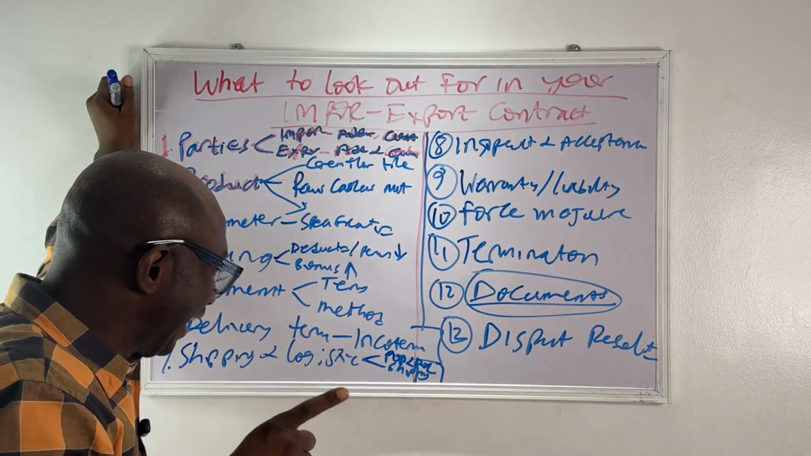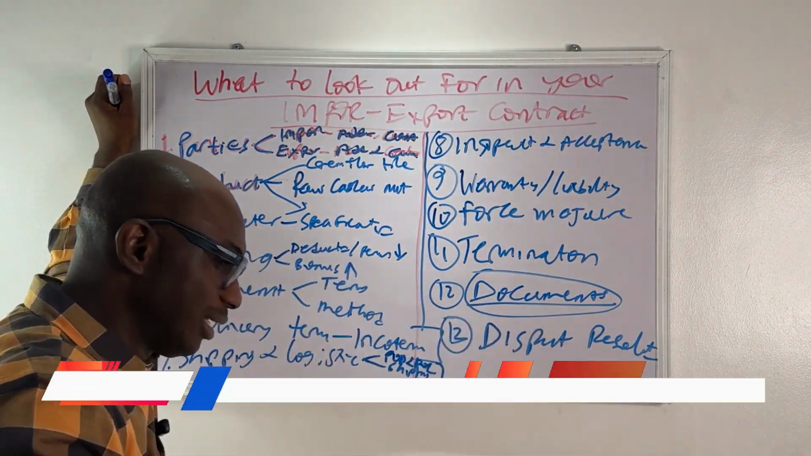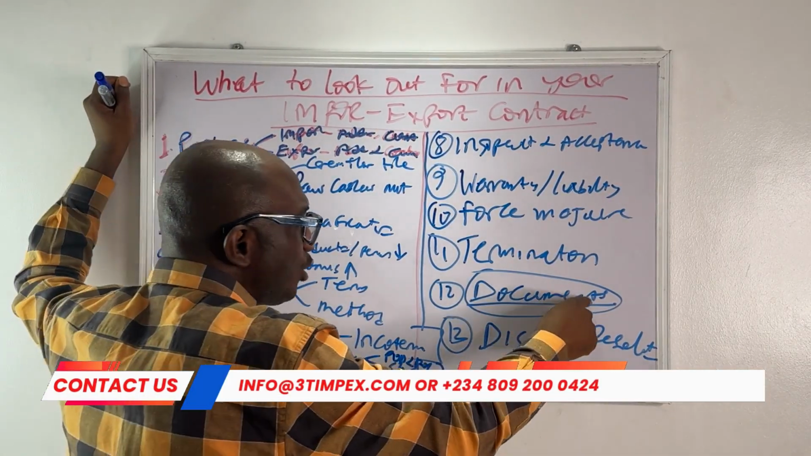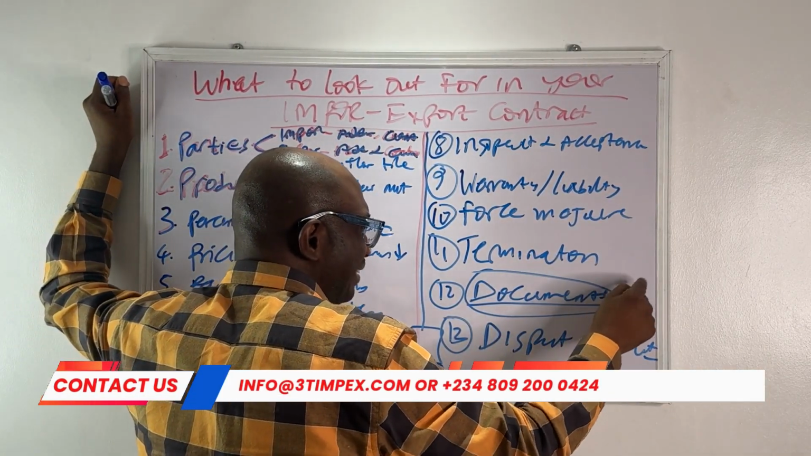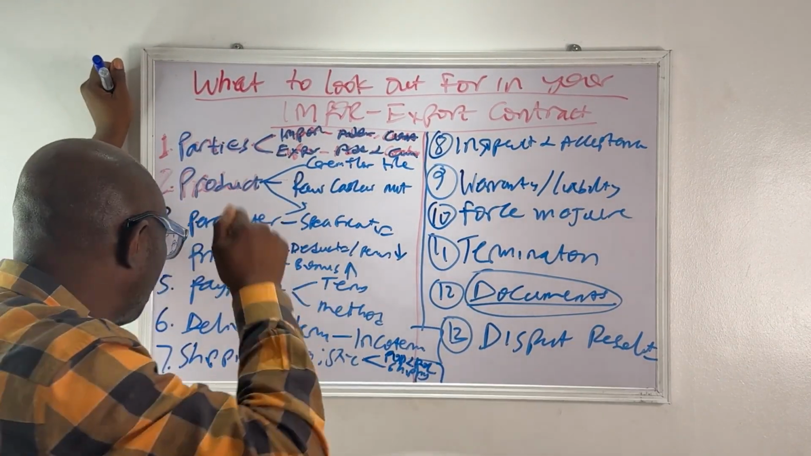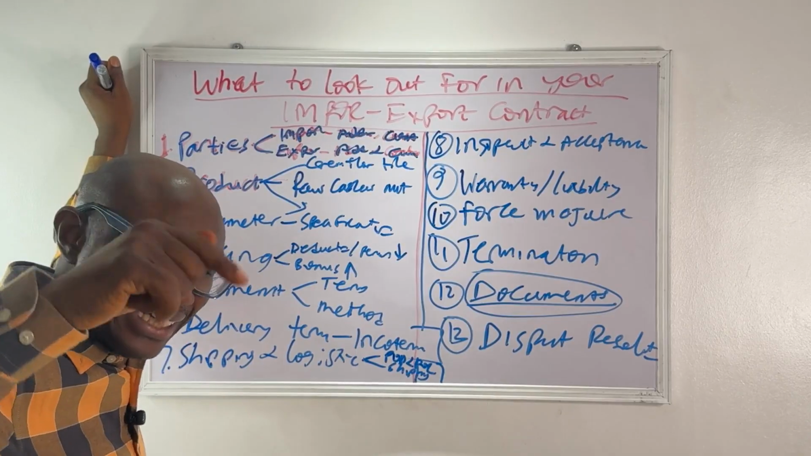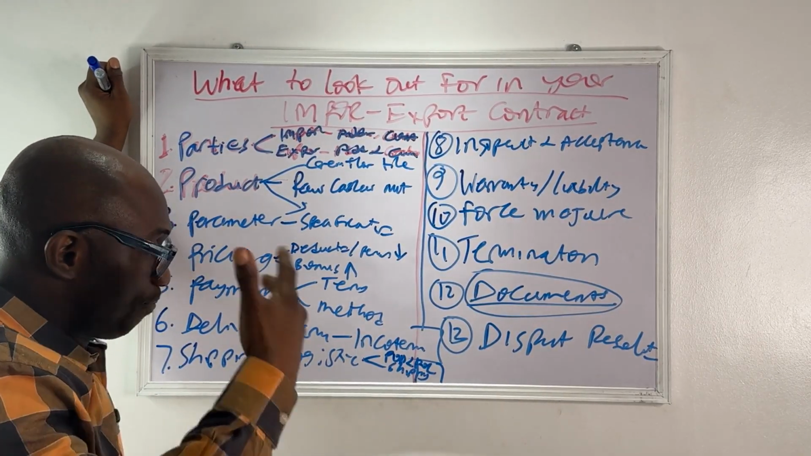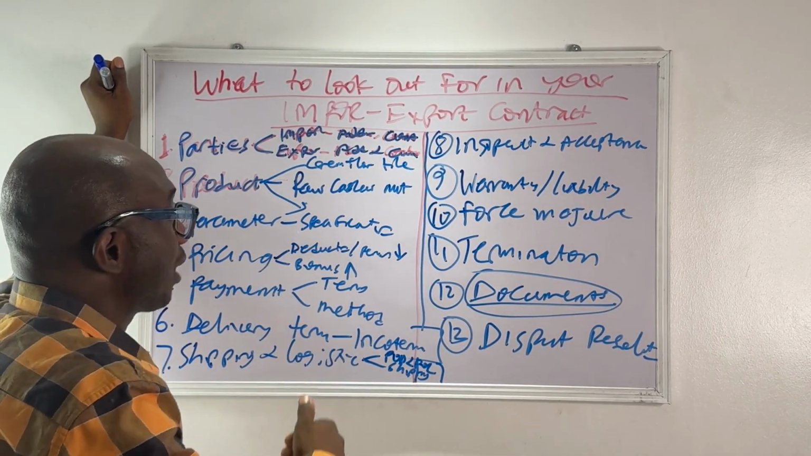Shipping and logistics. When are we shipping? Latest date of shipment. Under documents, what is the latest date of presentation of documents? But here, latest date of shipment. Logistics. Port of loading, port of discharge, shipping line. Is it what we agreed?